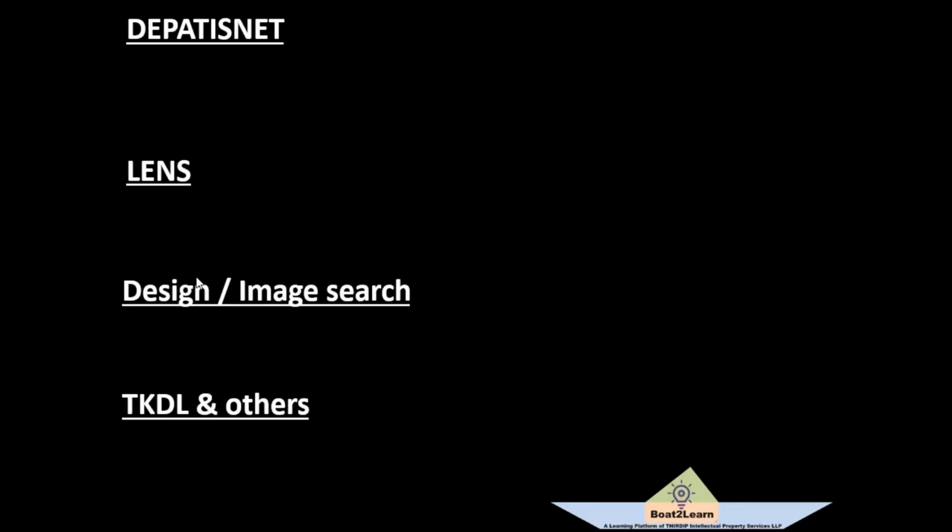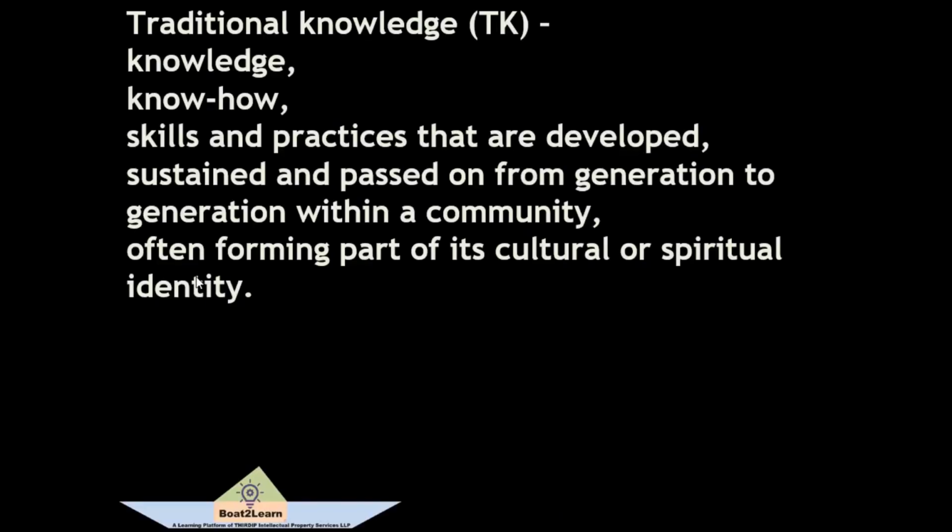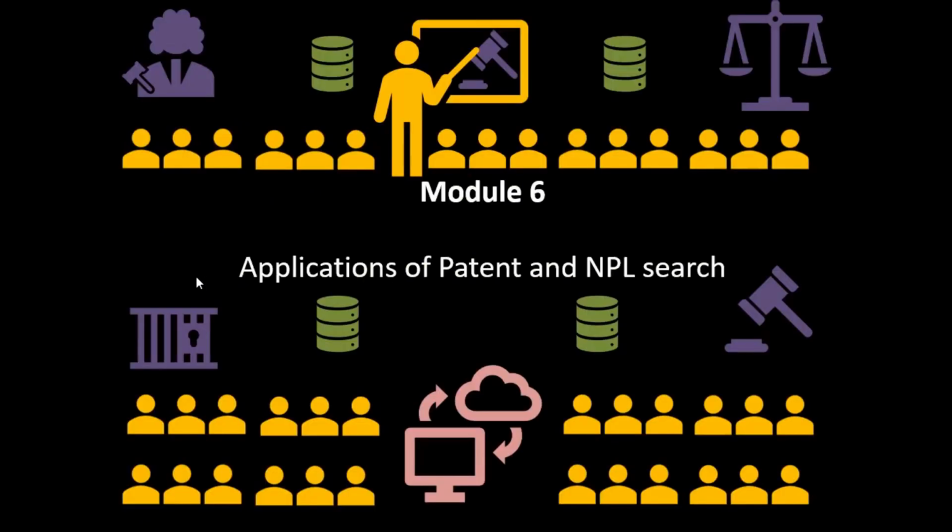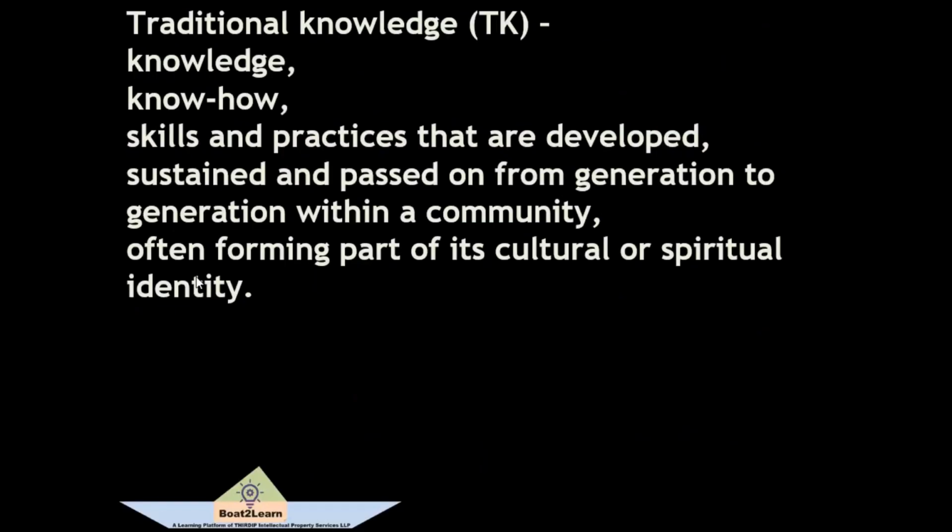Then Traditional Knowledge Library is also there. Traditional knowledge is nothing but knowledge, know-how, skill, practice developed, passed from generation to generation within a community of cultural or spiritual identity. So traditional knowledge is something which we know in our family, our ancestors used to know, and that knowledge, once it is written in some records, some old books, that is also literature. So that is searched through this Traditional Knowledge Digital Library. Thank you.